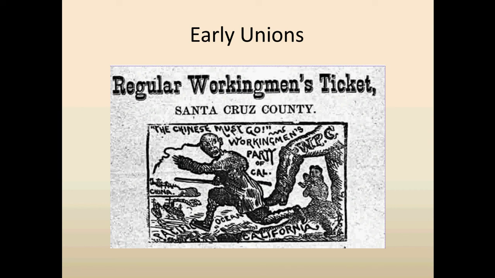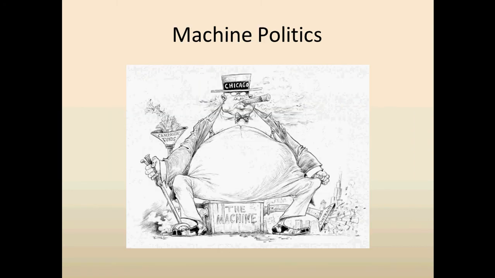The earliest unions still were comprised predominantly of white men, and they did serve to segregate against other groups of laborers. You're also going to see the development of machine party politics. Ultimately, this cartoon represents a political boss. So this giant man that's represented in this cartoon is a political machine.